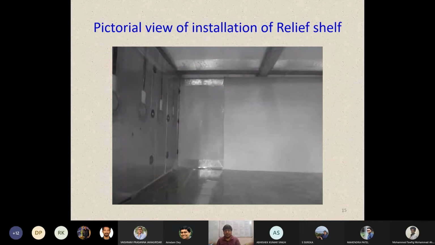Now, these are the pictures you can see. This is a half sand bed during the preparation of the sand bed for this model test. Here you can see the relief shelf. It looks like sand. Why is this happening? Because for this relief shelf, we glued sand onto its surface so that it can offer friction.